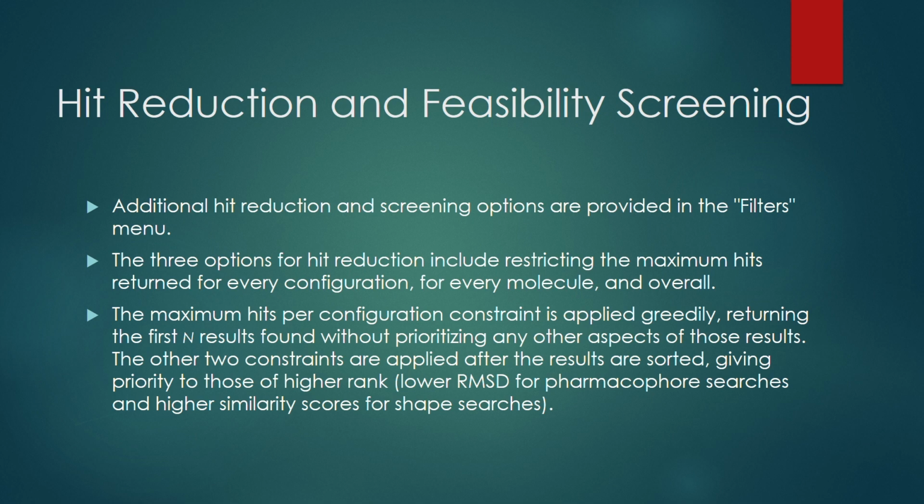It's all about the lower RMSD. When the user performs virtual screening on the basis of pharmacophore, they can rank their results from lower RMSD to higher RMSD, and when the user performs screening on the basis of molecular shape, they can filter their results from a higher similarity score to a lower similarity score.